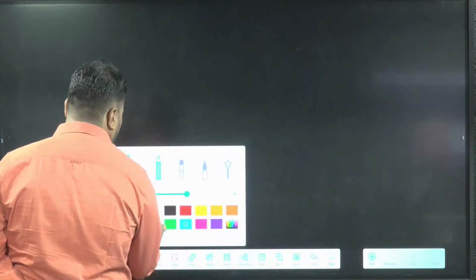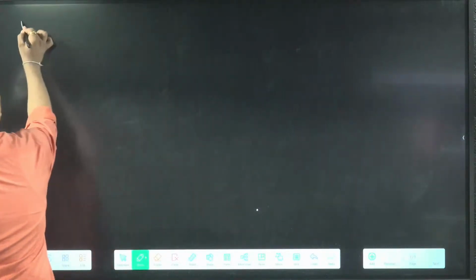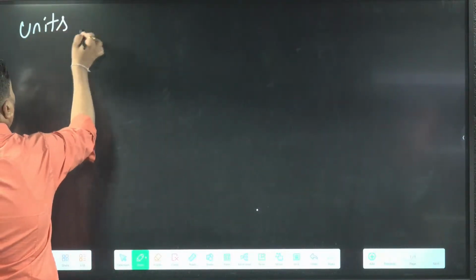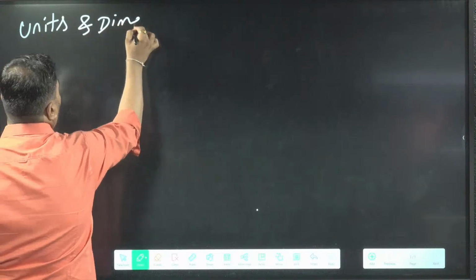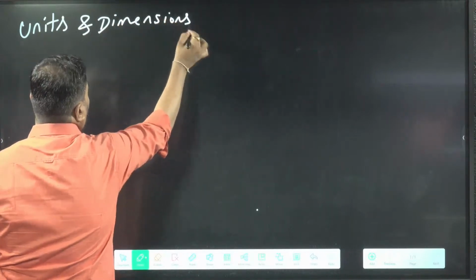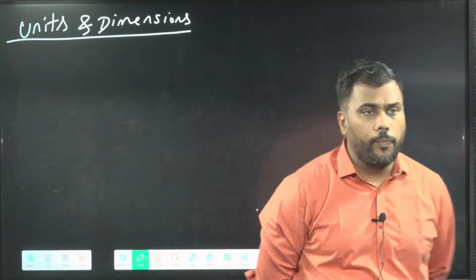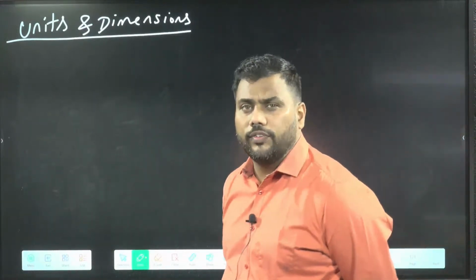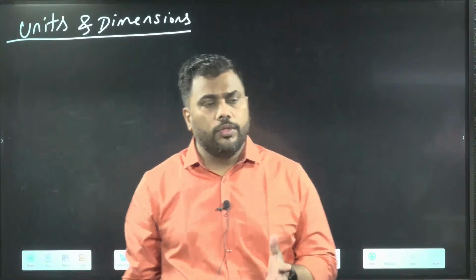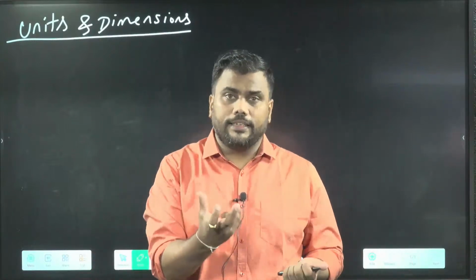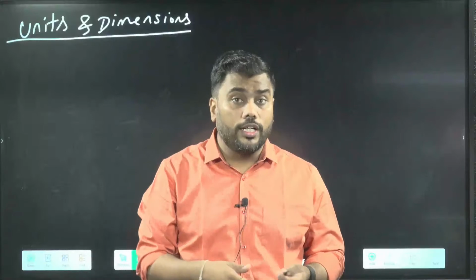So what we were covering in the previous class, I think we have started units and dimensions. We were learning about units and dimensions. Is this clear? In the previous class, we discussed the unit portion. Unit is the basis with the help of which we measure a physical quantity.